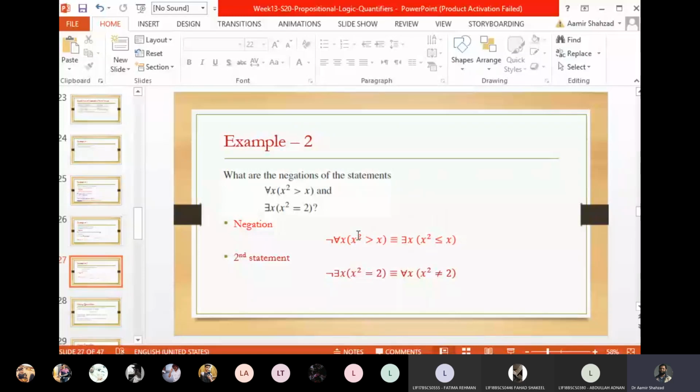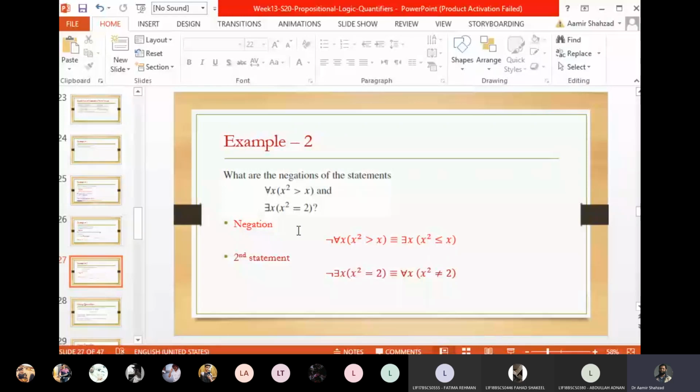Please keep in mind that when we negate greater, it becomes less than or equal to. Never forget equality. If here it were X is greater than or equal to X, then here we would write only less than X. So here X square is greater than or equal to X, so in the negation X square becomes less than or equal to X.